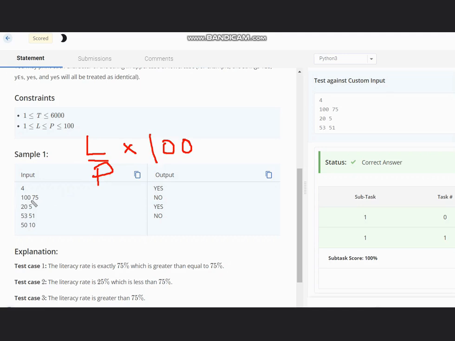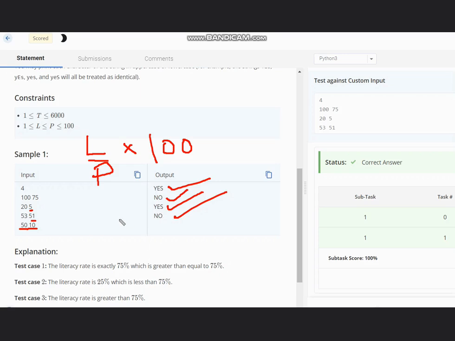First we check L is 75, so 75 by 100 into 100, it is exactly 75, so we output yes. Then 5 by 20 into 100, which comes out to be 25%, which is less than 75, so no. 51 by 53 into 100, greater than 75, yes. And 10 by 50 into 100, which comes out to be 20%, so we output no in this case.